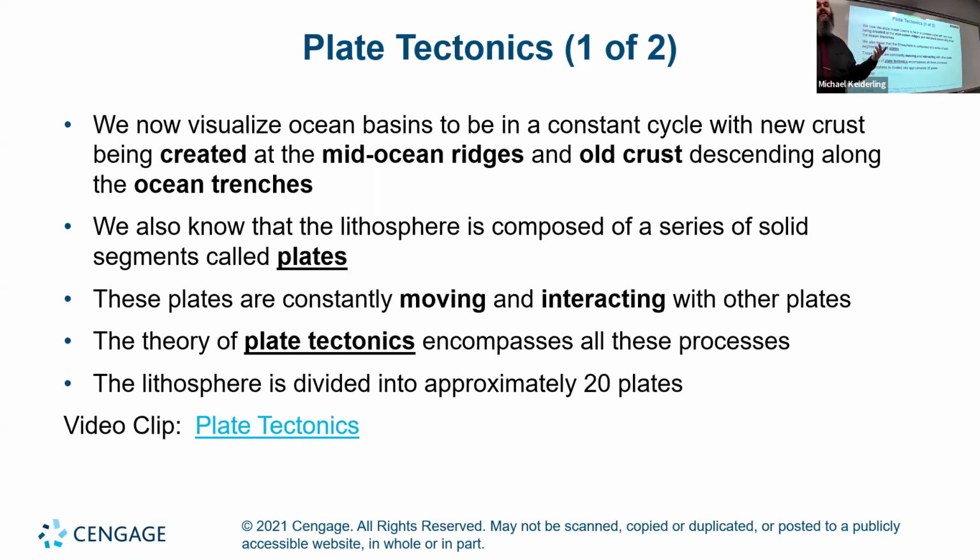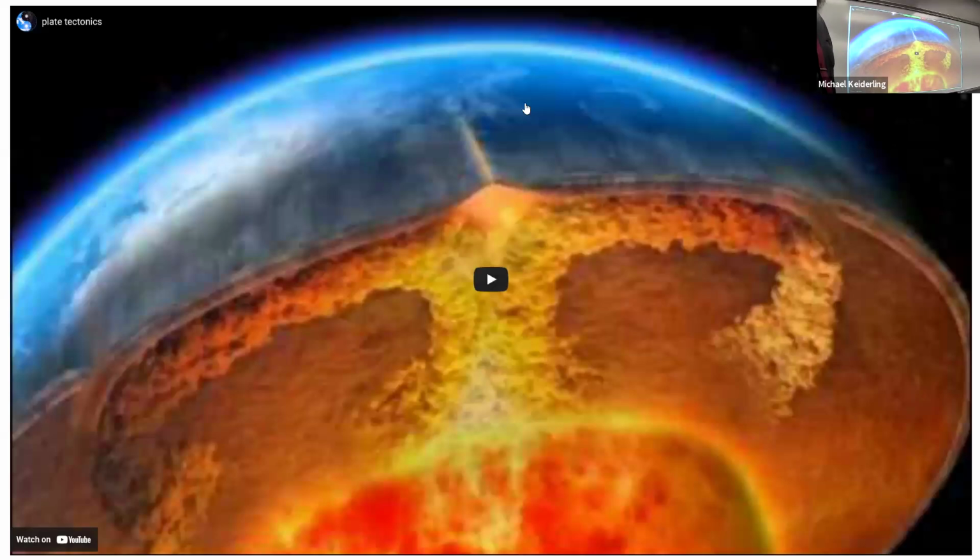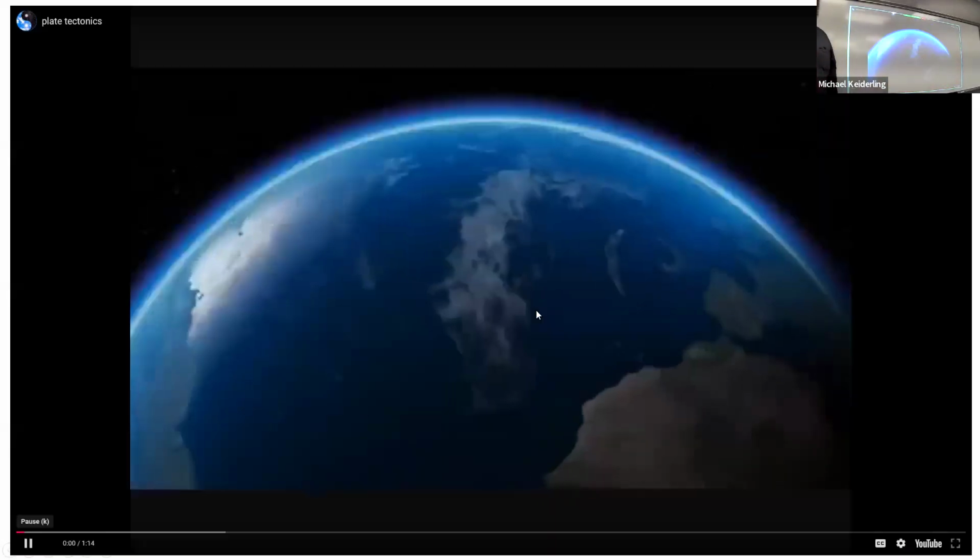We know that the lithosphere is composed of a series of solid segments called plates, and these plates are constantly moving and interacting with other plates. And the theory of plate tectonics encompasses all of these processes. And the lithosphere is divided into about 20 different plates. So here we have a video showing sort of the process of how these plates move along the surface of the crust.